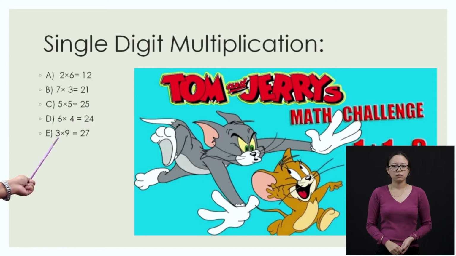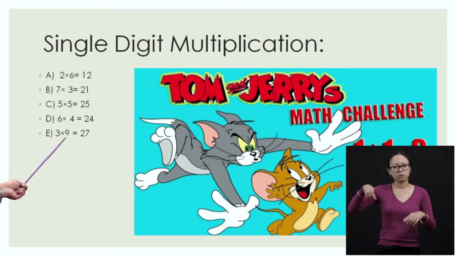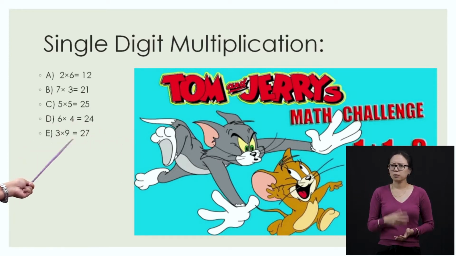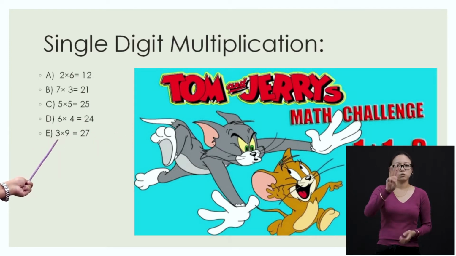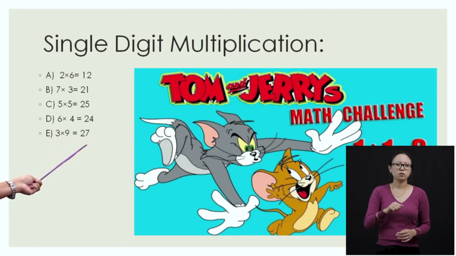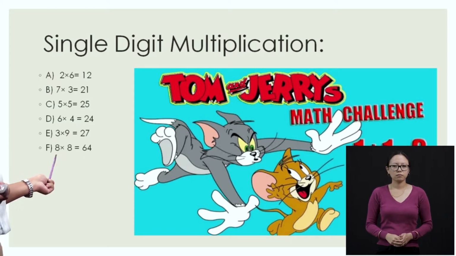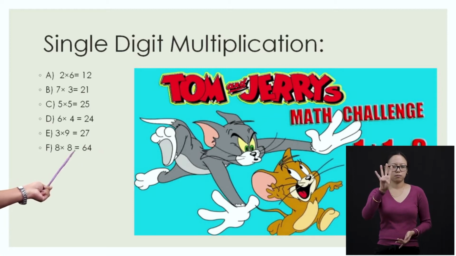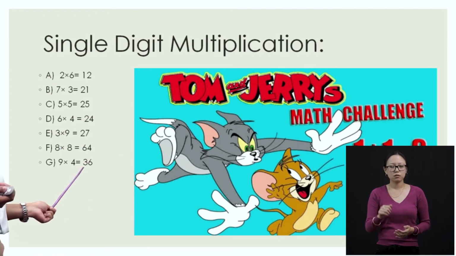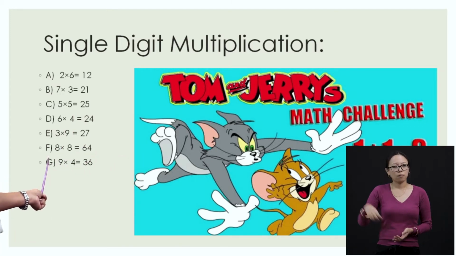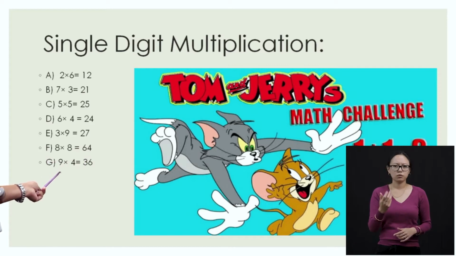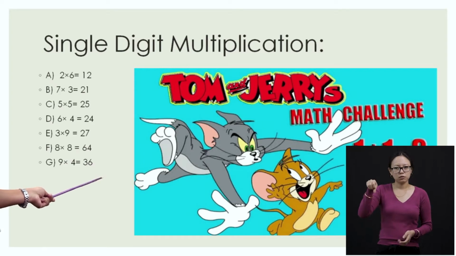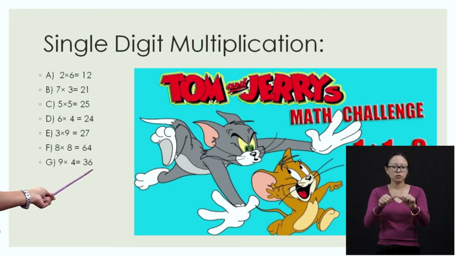Then we have 3 into 9. So how much is it, students? 3 into 9 are 27, right? Then we have 8 into 8. How much is it? 64, right? So 8 into 8 are 64. Then we have 9 into 4. How much is 9 into 4, children? It is 36, right? So 9 into 4 are 36.